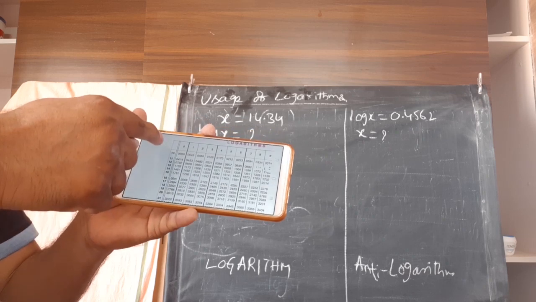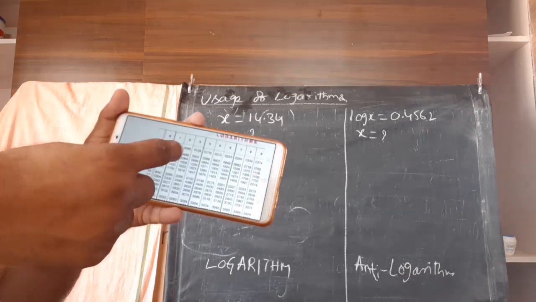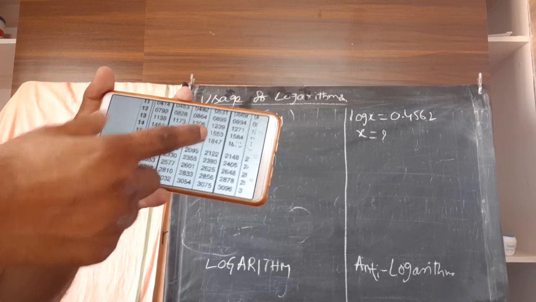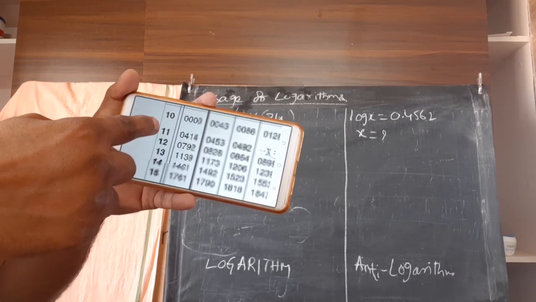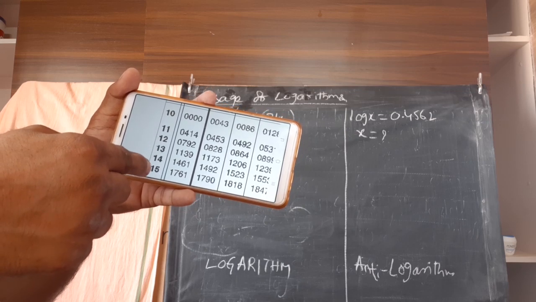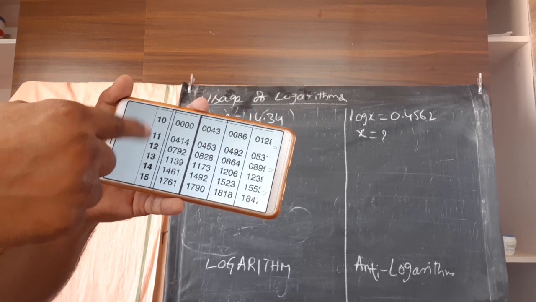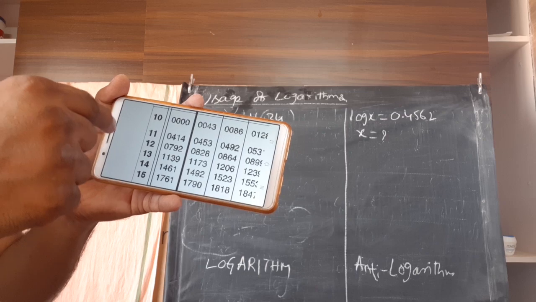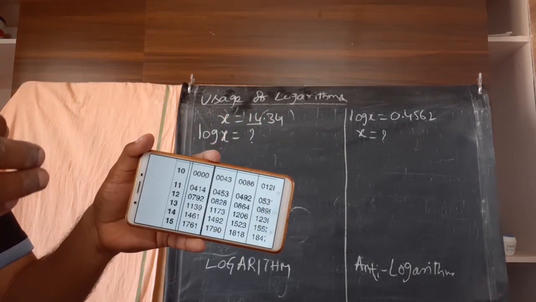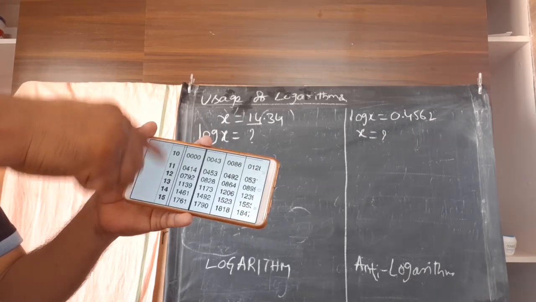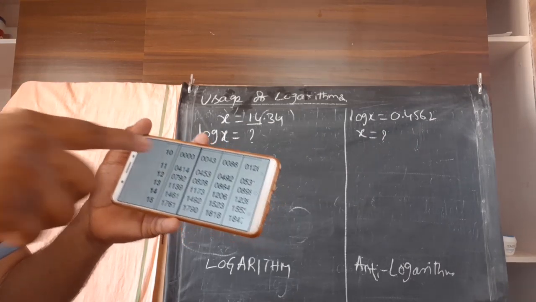One is the first vertical column, where you can notice the values starting from 10, 11, 12, 13, 14 and so on. This vertical column is used for the first two digits of your value. You are given the x value, right? This vertical column is used for the first two digits of that value.